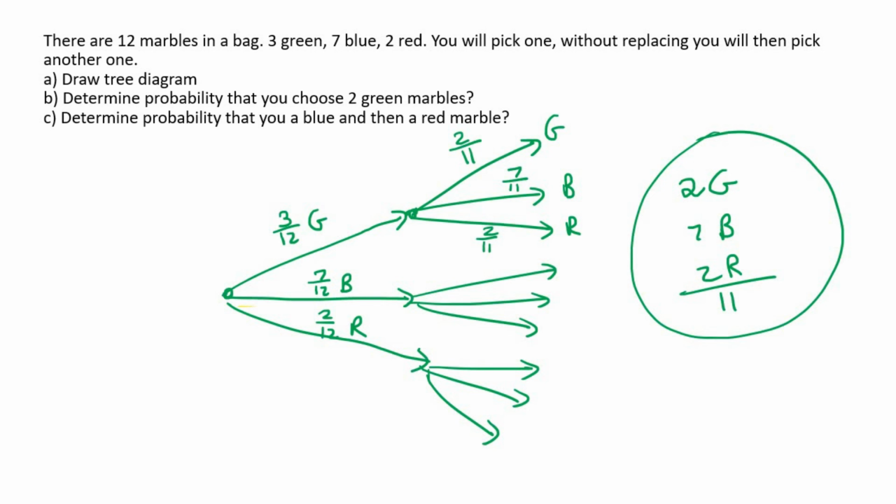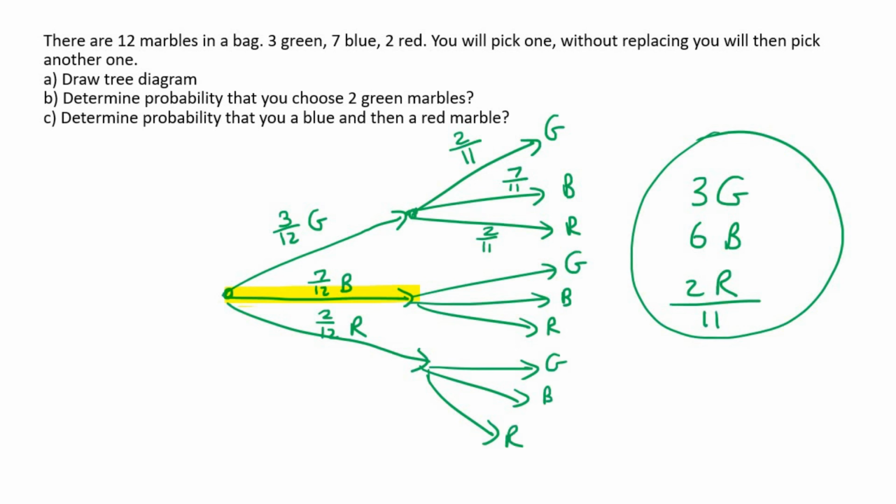Now, we finished there. If we go this way, it means that we've chosen a blue for the first one. We originally have 3 green, 7 blue, 2 red. If you chose a blue for your first one, then there are 6 blues left over, so there are 11 marbles in total. For this top branch, remember it's green, blue, red, green, blue, red. So to get a green, there's still going to be 3.